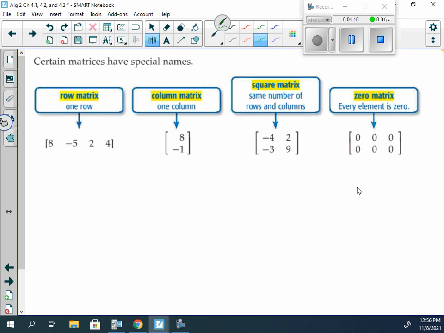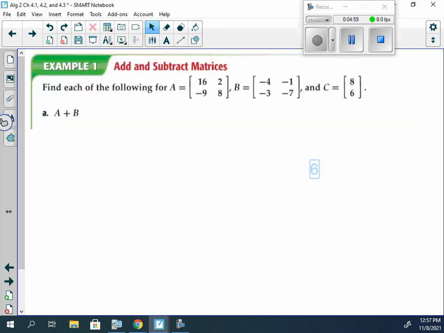Now, there are special types of matrices that we have. The first one is a row matrix. And, well, why do we call it a row matrix? Because it only has 1 row, right? We also have a column matrix, which has 1 column. We also have something called a square matrix, where the number of rows and the number of columns are the exact same. Well, it looks like a square. And the last one is a zero matrix. Well, it's a zero matrix if every element in the matrix is 0. Questions on this so far?